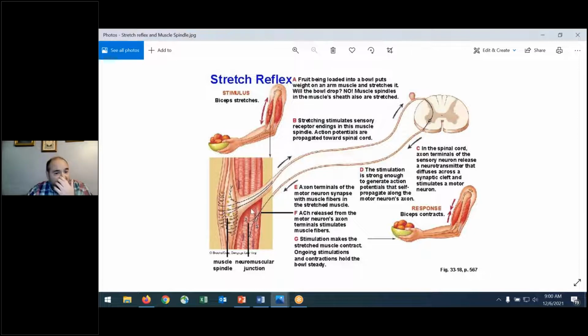And then here we have it going to the skeletal muscle, so axon terminals of the motor neuron synapse with the muscle fibers in the stretched muscle.